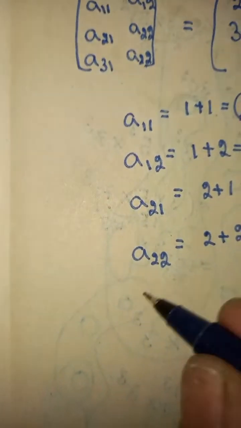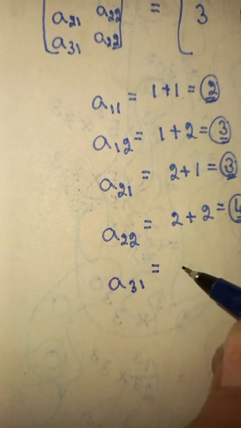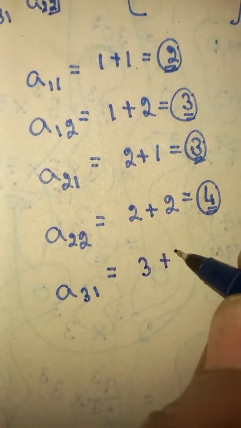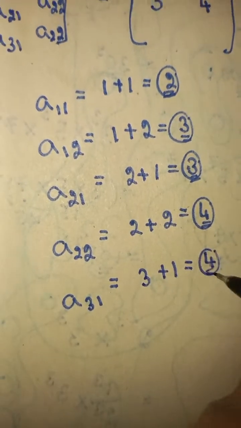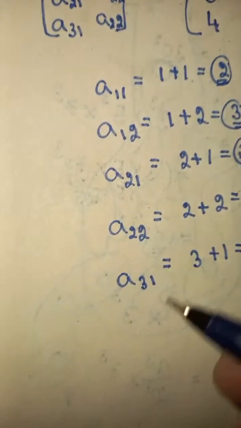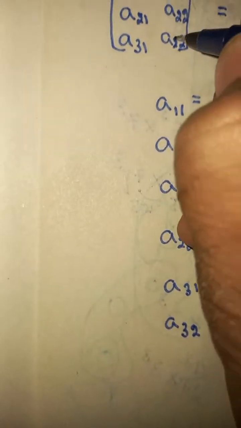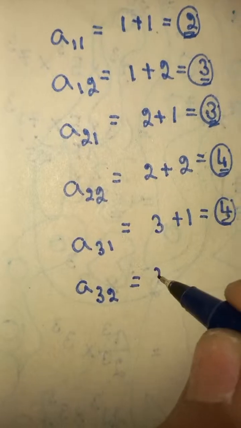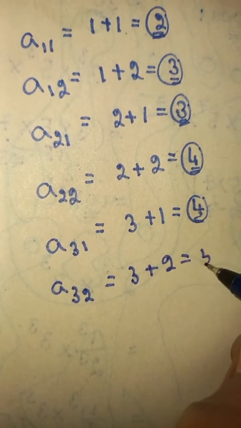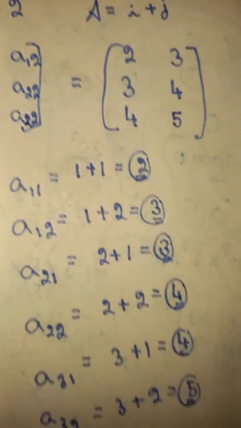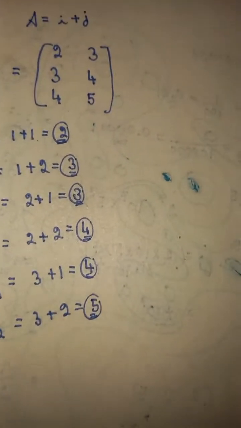And let's find out this element, a31. This means you are taking i plus j, which means 3 plus 1, which will be equal to 4 again. So this is 4. And again a32. a32 means here not 2 2, it is 3 2. It is 3 plus 2, which will be equal to 5. So this element is equal to 5. These are all the different elements of the matrix.